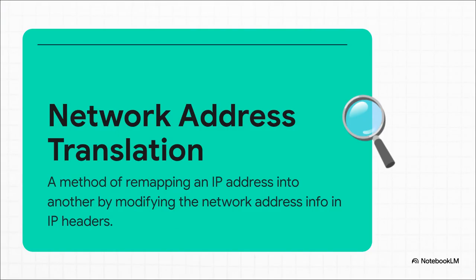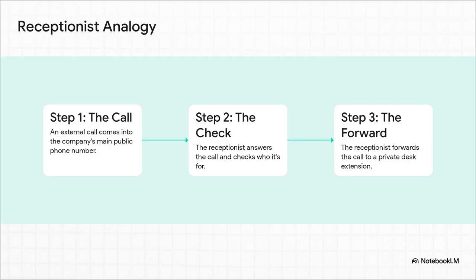So what is it really? At its heart, NAT is just a remapping service. It grabs a packet of data, takes a look at the address info in the header, and basically just rewrites it before sending it on its way. You can think of it like a mail forwarding service for the internet, or even like a secret identity. You know, the best way to get this is the receptionist analogy.